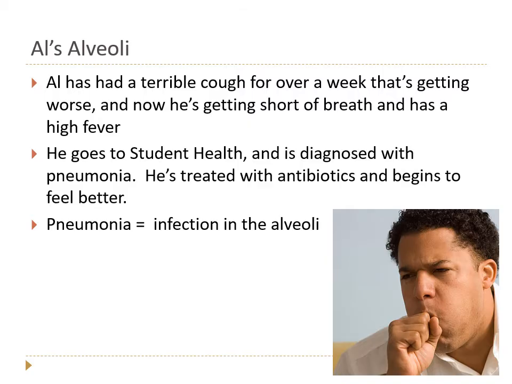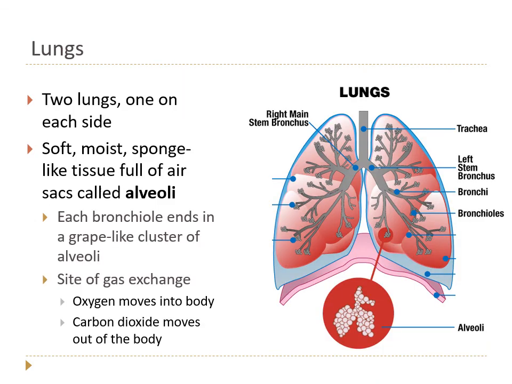So Al has a terrible cough for over a week and it's getting worse, and now he's short of breath and has a high fever. He goes to student health and is diagnosed with pneumonia. He gets treated with antibiotics and begins to feel better. So what's pneumonia anyway? By definition, a pneumonia is an infection in the alveoli.